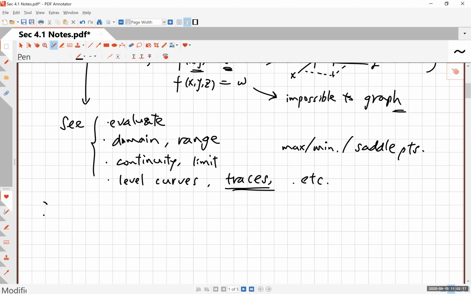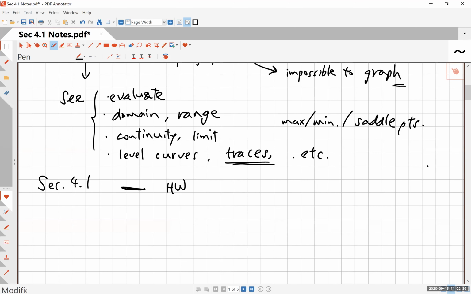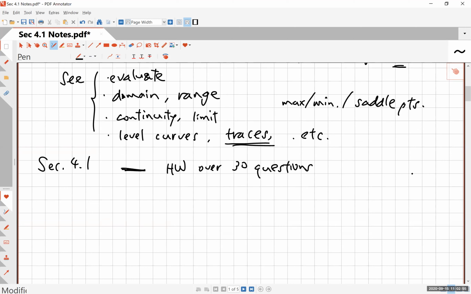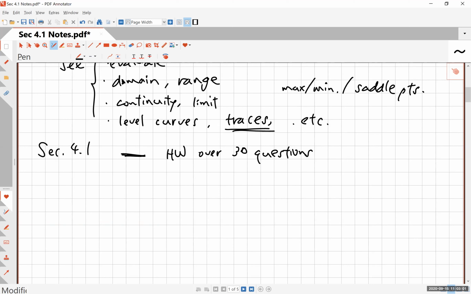Now we go to section 4.1. And by the way, I should warn you, because I want you to get really familiar with the fundamental ideas of these real-valued multivariable functions, the homework set is very large for this one particular section, 4.1. In fact, I have over 30 homework questions, and I do want you to really pay attention and do all of these problems. You may struggle with some, which is fine, because remember, there's no pain, no gain. There's no learning unless you struggle a little bit.